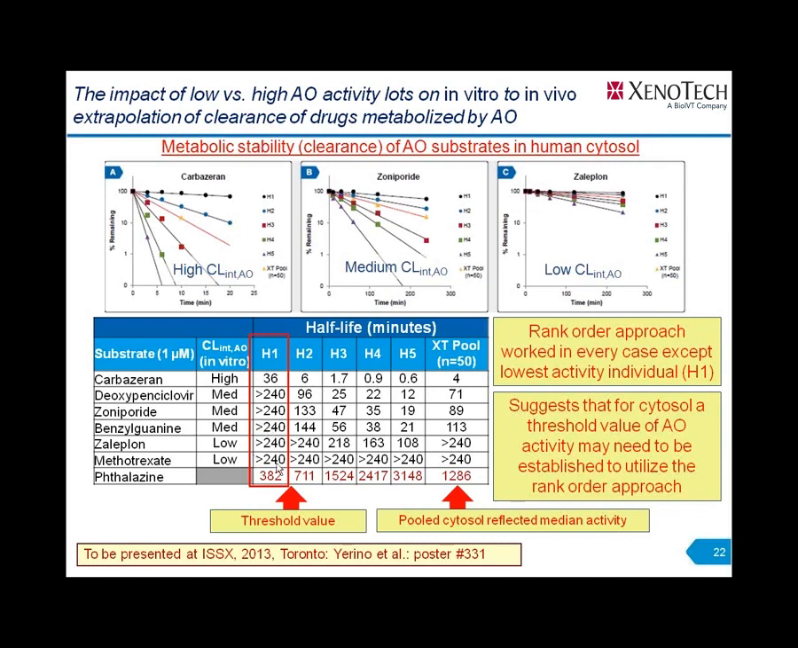So again, like I mentioned, this suggests that a threshold value is needed, at least for human cytosol, to establish the rank order approach. And based on our data here, our threshold value would be right in between human 1 and human 2. That beyond human 2, we're able to establish the rank order approach. And just to again highlight that our pooled product reflects the median activity in the span of AO activities that we examined.